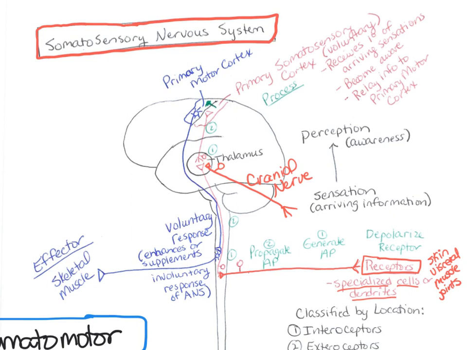Once the sensory neuron enters the spinal cord, it will synapse on another sensory neuron that will ascend to the thalamus. In the thalamus, that neuron will synapse onto another sensory neuron and carry that information somewhere in the cortex of the cerebrum. This ascending pathway is called a sensory pathway.